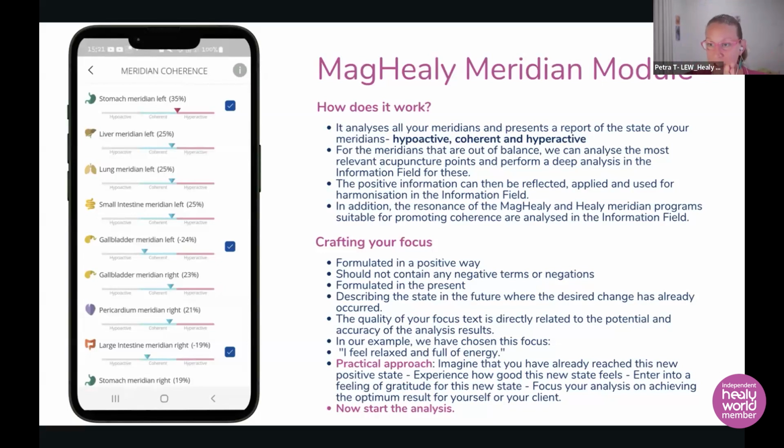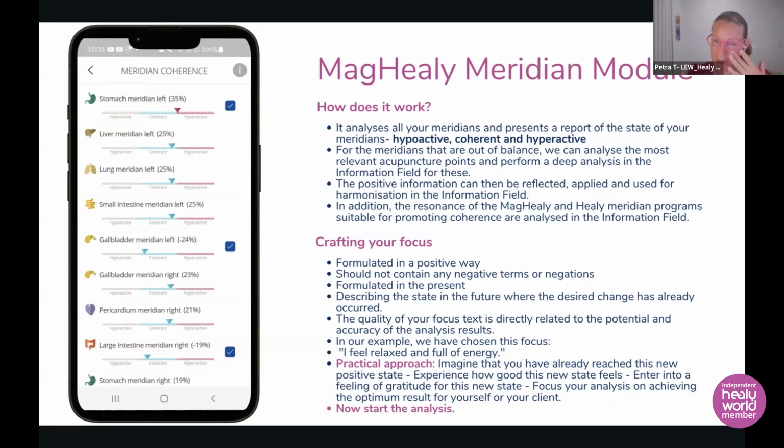Those programs are based on, I think I have it over there. I forgot to put it there. So there are two different philosophies. MagHealy programs are based on traditional Chinese medicine. The Meridian programs in Healy are based on the new way of approaching meridians. So it's a new philosophy. So there are different frequencies in both, just to let you know.